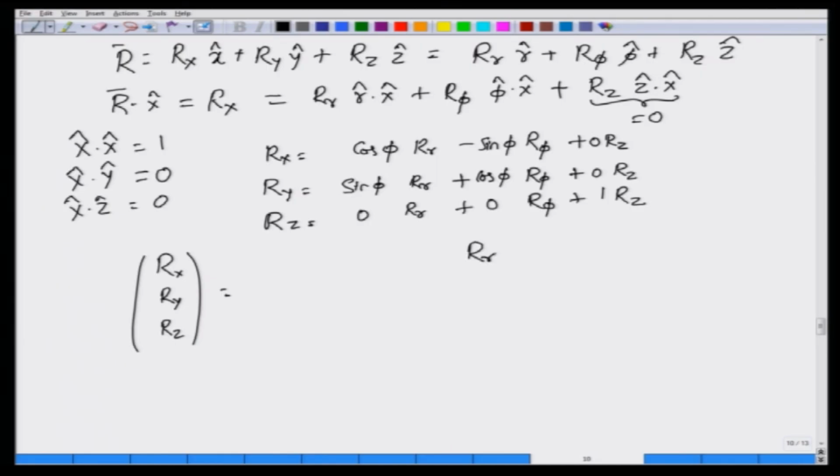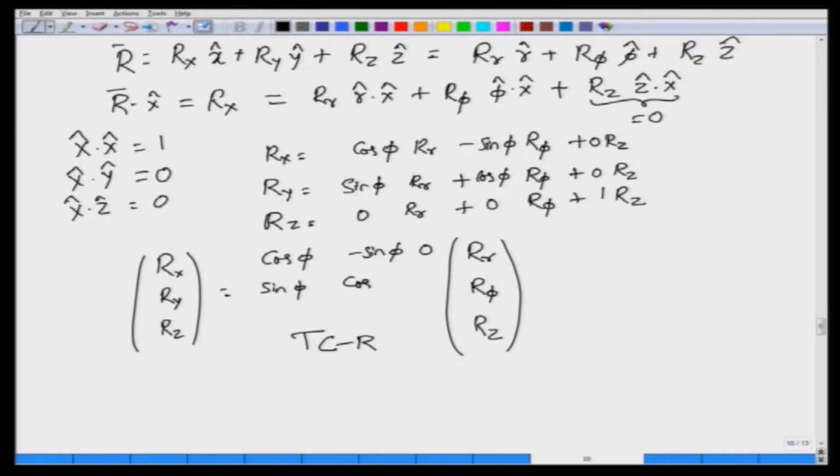We can obtain rx, ry and rz if I know the component values r_r, r_phi and rz, by a transformation matrix which takes me from cylindrical to rectangular coordinate systems. This is the cylindrical to rectangular transformation, and the matrix is cos phi, minus sin phi, 0; sin phi, cos phi, 0; 0, 0, 1. This is a 3 by 3 matrix which transforms any vector in the cylindrical coordinate system into the rectangular coordinate system.